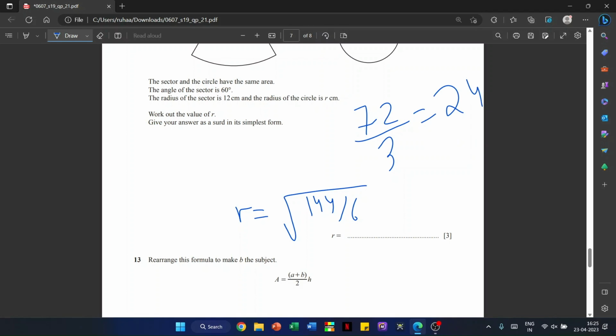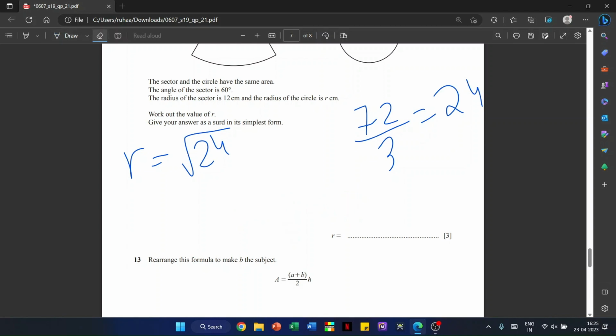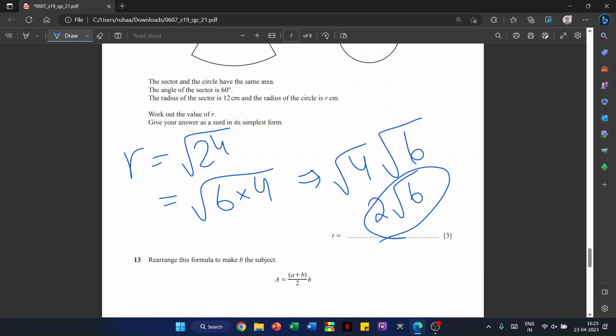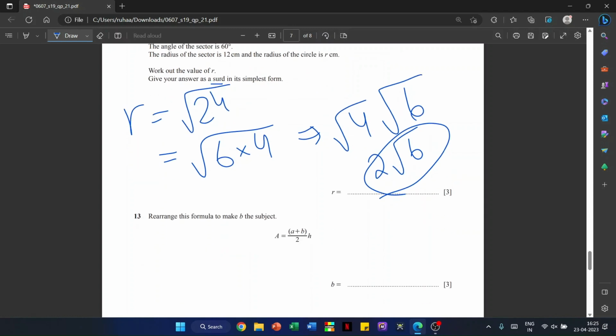So r is equal to root 24. All you have to do is simplify it. Now, what is 24 equal to? 24 is nothing but 6 into 4. So we can write this as root 4 into root 6. Root 4 is 2, so we get 2 root 6. That's it. So the final answer is going to be 2 root 6. We can't simplify root 6 any further because it'll just end up being root 2 into root 3, which cannot be simplified. So that's the final answer in surd form.